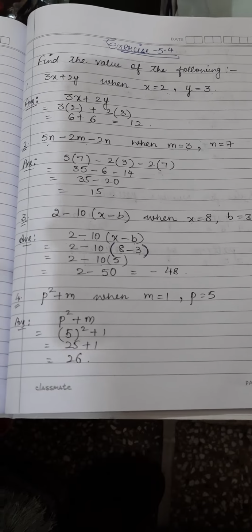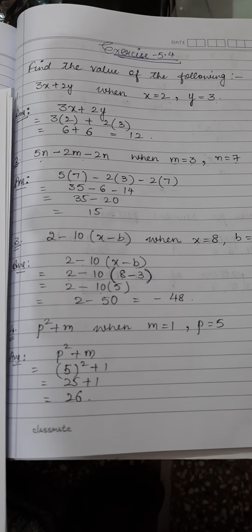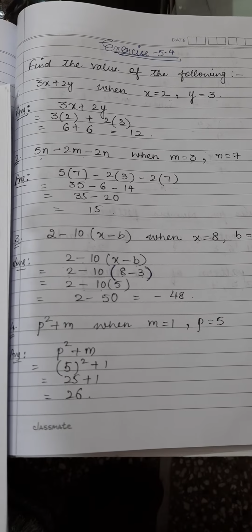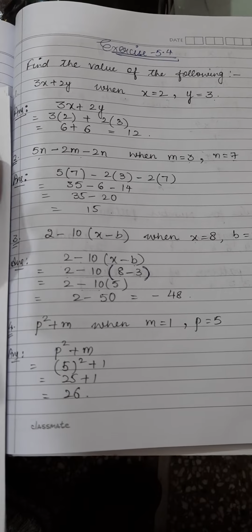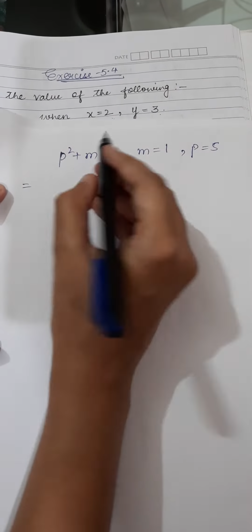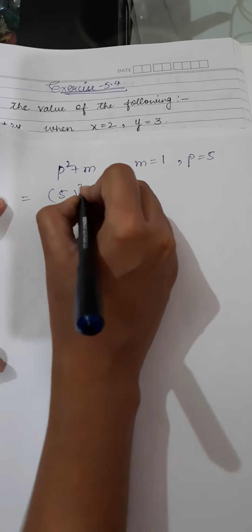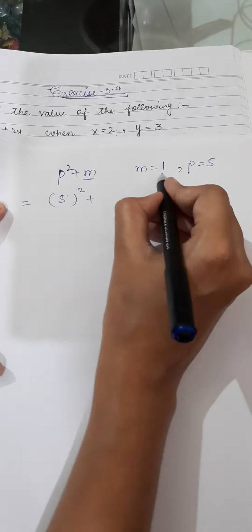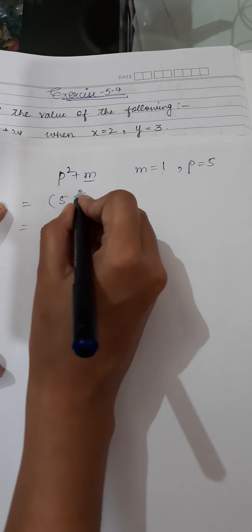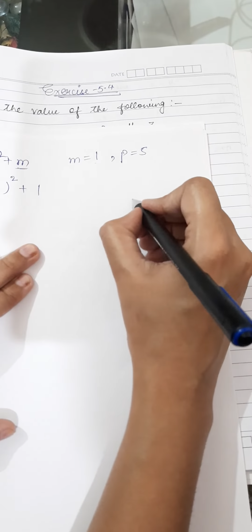Next, fourth question. Fourth question is p square plus m, in which the value of m is 1 and the value of p is 5. Now how are you going to do this? See, the power is going to remain the same as it is. Place the value of p as 5, so it will be 5 square. Plus, what is the value of m? 1. And what is the meaning of 5 square? 25.